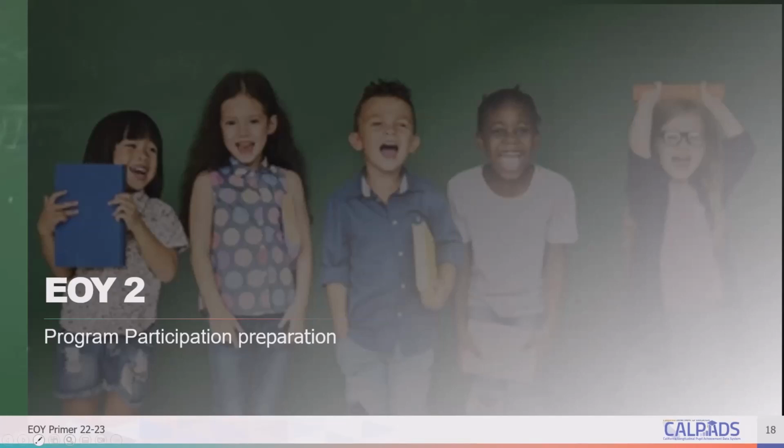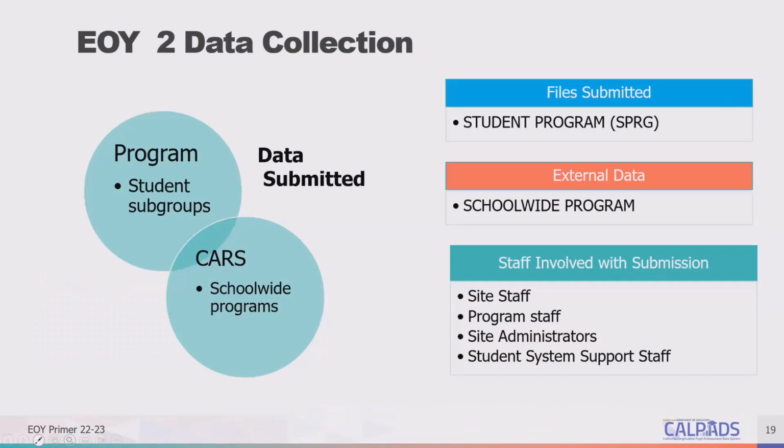Let's go ahead and discuss how to get ready for the EOY2 data collection. So EOY2 is just a single data collection with student programs. However, there are two sources of information here. The program records submitted by your LEA throughout the year identify students participating in specific programs. So that's the first method.